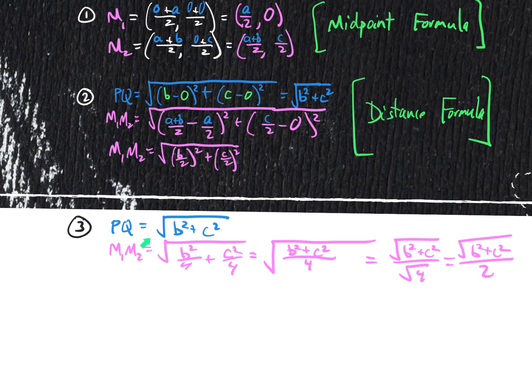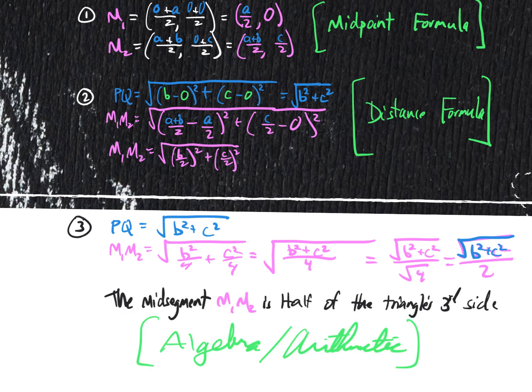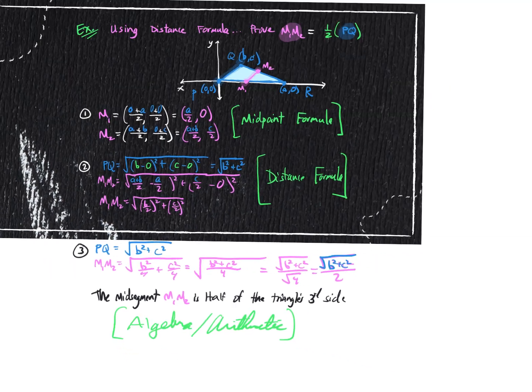The blue segment's length is the square root of b squared plus c squared. And the pink segment's length is the exact same thing, except it's divided by 2. So we've now proven that the pink segment is exactly the blue segment divided by 2. It's half of the blue segment. So we can just say at this point, we've proven that the mid segment is half as long as the triangle's third side. Our reason? A bunch of algebra and arithmetic. No, there will not be any problem as hard as this on next week's test.